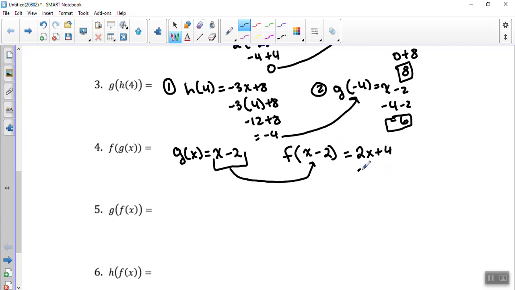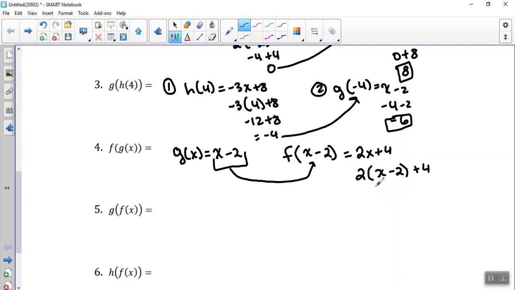So I'm going to take 2 and just put a parentheses, and everywhere I see an x, I have to plug in all of g of x, and look at where g of x is. g of x is x minus 2. That's why we're going to use parentheses here. And then don't forget the plus 4. I have a lot of students who do this part, but then they forget to finish writing the f function. So don't forget the plus 4, and then just bring that down.